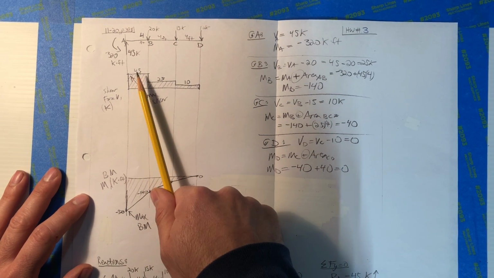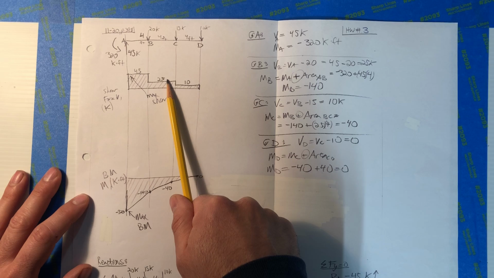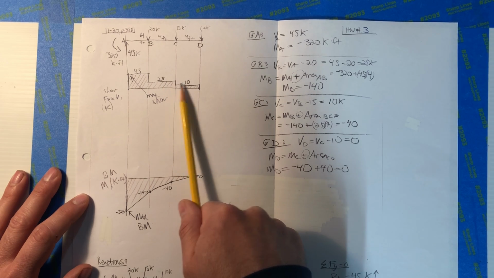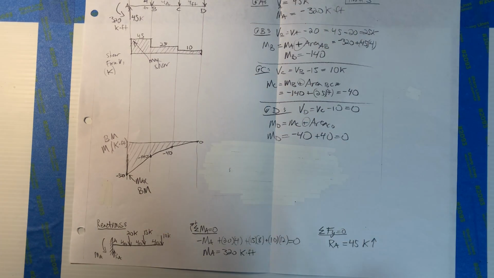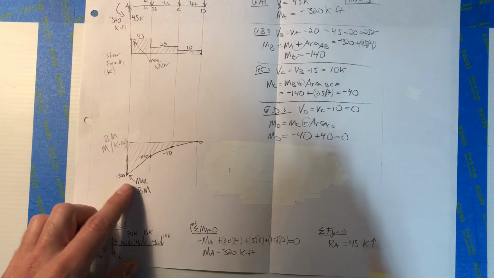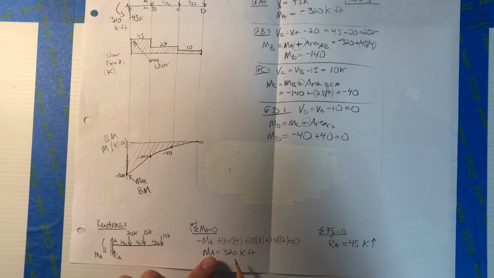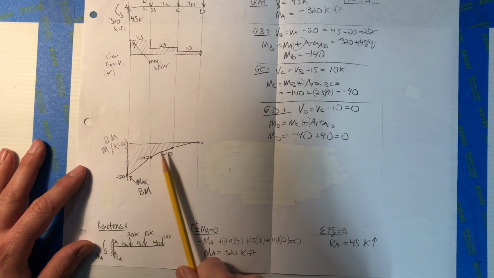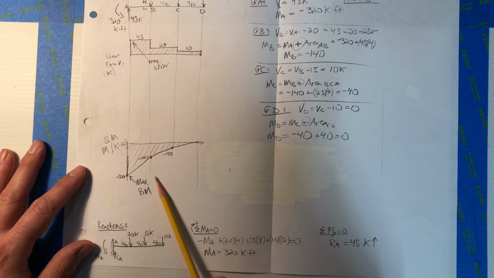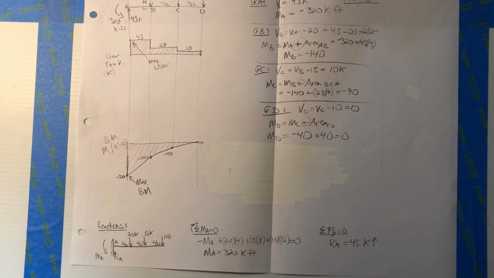Up 45, over, down 20, over, down 15, over, down 10, closes up. The moment diagram, the only caveat on a moment diagram for a cantilevered beam is that it doesn't start at 0. It starts out at 320 kip feet, okay? And that's where it began, right there. Then went to 140, then 40, then closed up. So this is the moment value that you would put into a bending stress calculation, okay?